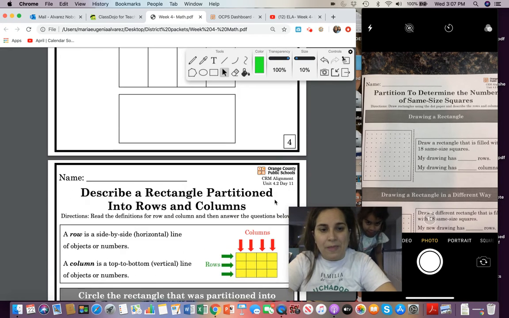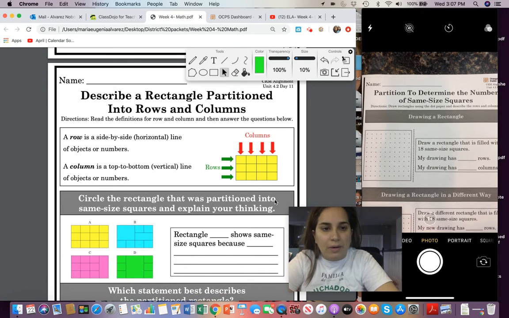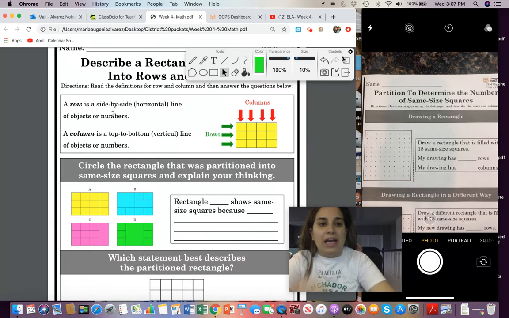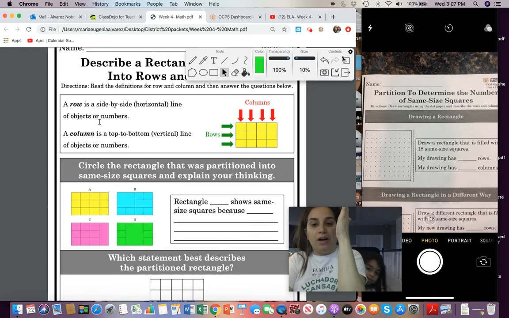All right, so today we're talking about describing a rectangle partitioned into rows and columns. All right, so a row is a side-by-side horizontal line. Horizontal, meaning like laying down. This is a row. Row, row, row, row, row, column.